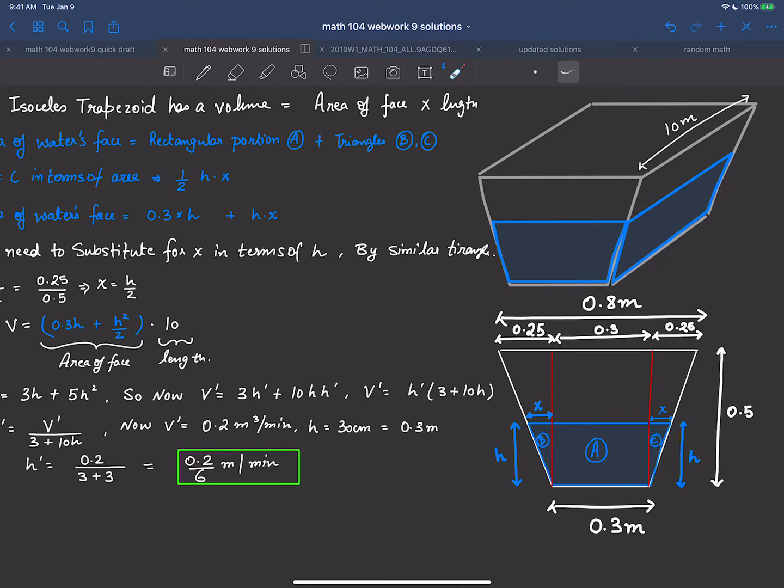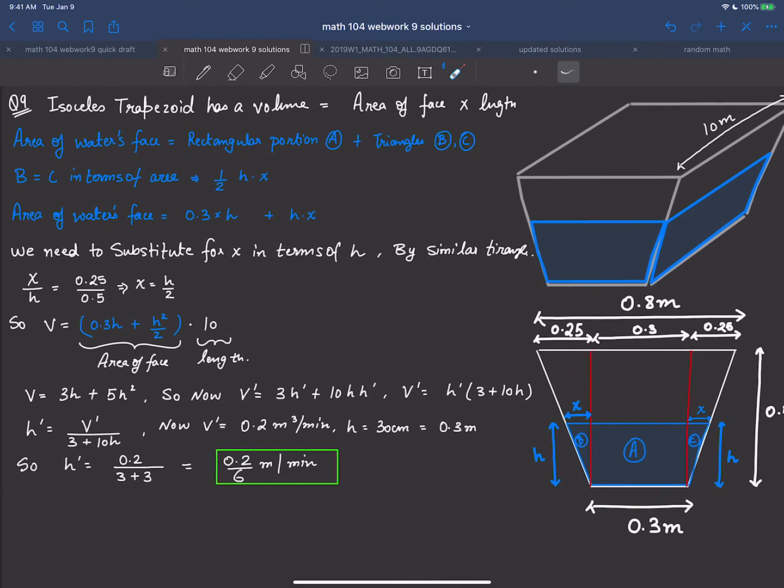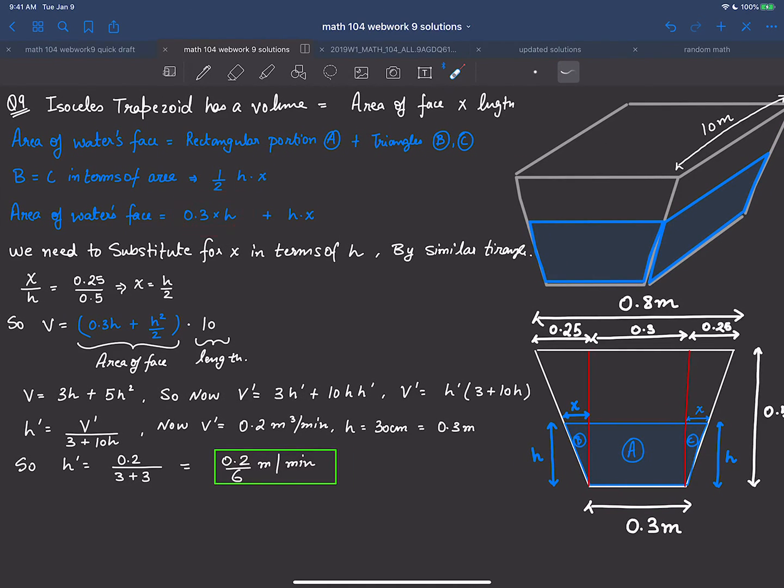Well, A is just a rectangle in which the length is 3 and the width is h. So the area for the water's face is just going to be that for that term. And then for the triangles B and C, you're going to get half times base times height. In this case, the base is x and the height is h. So you're going to get half xh. Now, because you have two of them, you got to add them up. So half hx twice is just going to be hx.